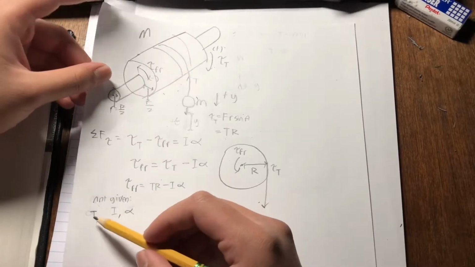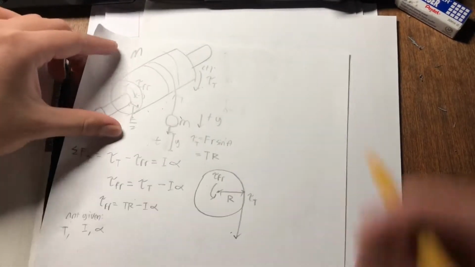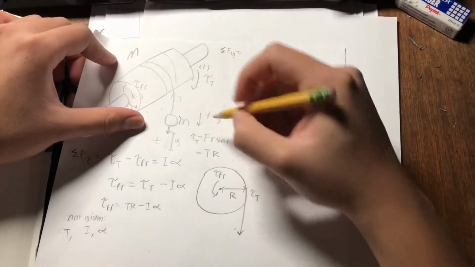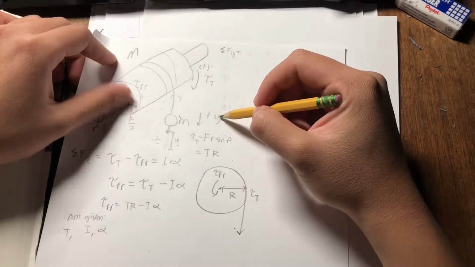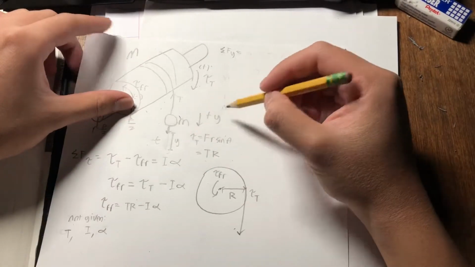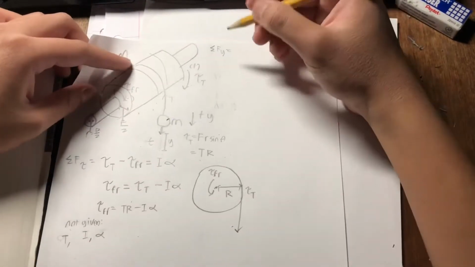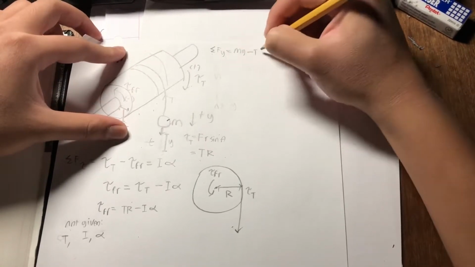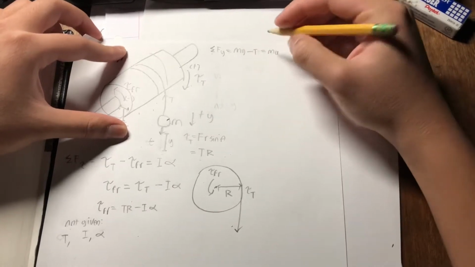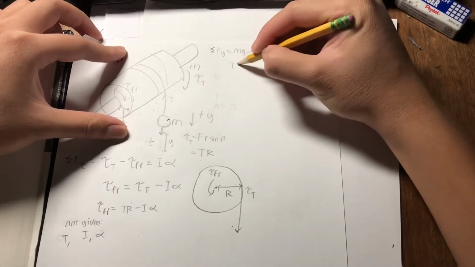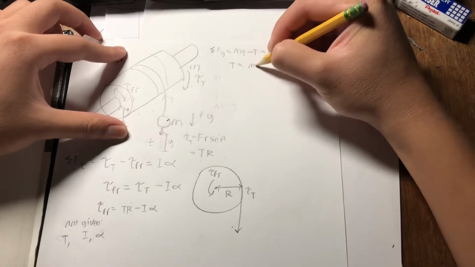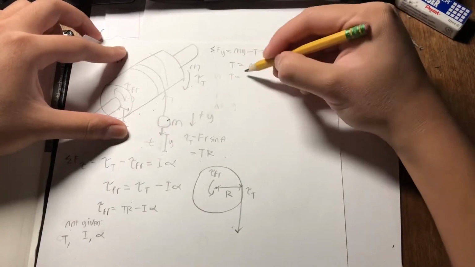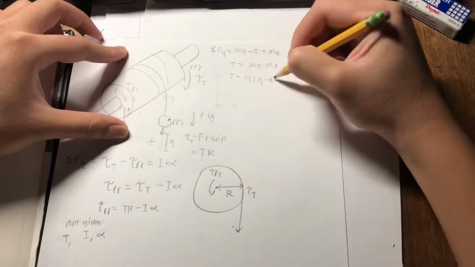But let's just slow down and solve for tension first. To do that, we'll sum our forces. We'll take down as the positive because that's the direction of motion. So mg minus T equals ma. Once you simplify that and solve for T, you get T equals mg minus ma. Let's factor out the m. You get tension equals m(g minus a).